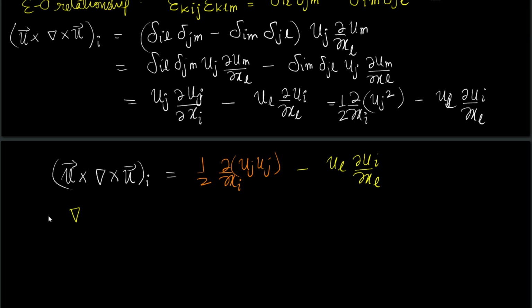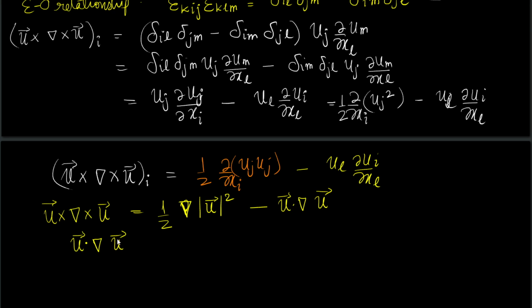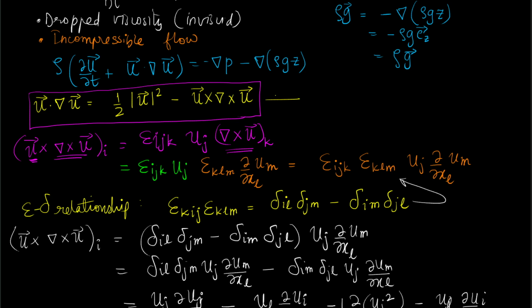Now let us convert it back to pure vector notation. So this is nothing but half gradient of the magnitude of u square, and this thing is u dot nabla operating on u. So from this we can write u dot nabla operating on u is equal to half gradient of mod u square minus u cross omega, because omega is the vorticity and it is defined as the curl of the velocity. So we have proved this particular identity. Now we can move forward.